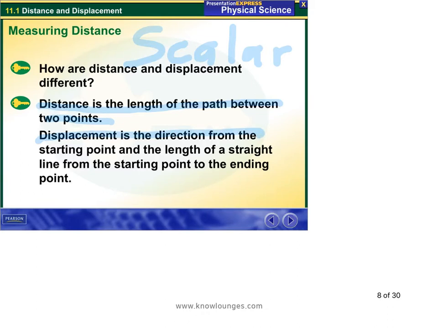Displacement includes the direction from the starting point and the length of a straight line path from the starting point to the end point. Displacement is what we call a vector. V-E-C-T-O-R, vector. Vectors will always have a direction with them, and most things we talk about in the study of motion have a scalar component and a vector component.